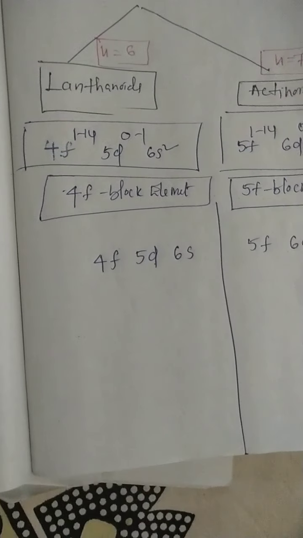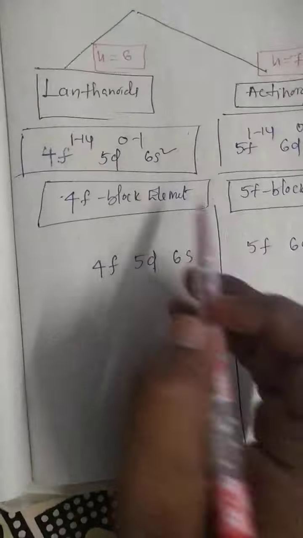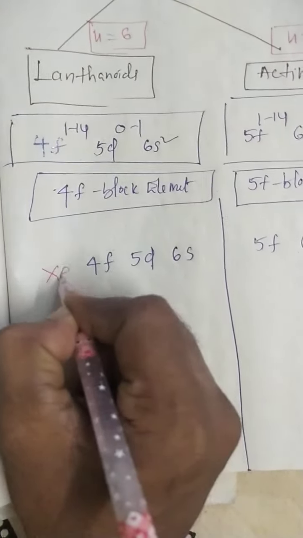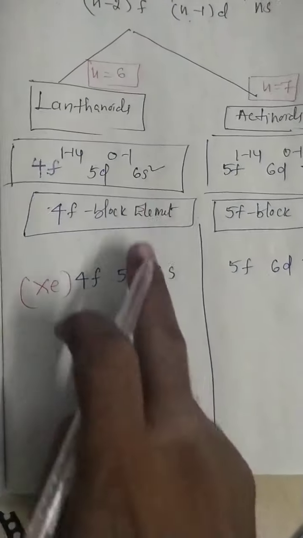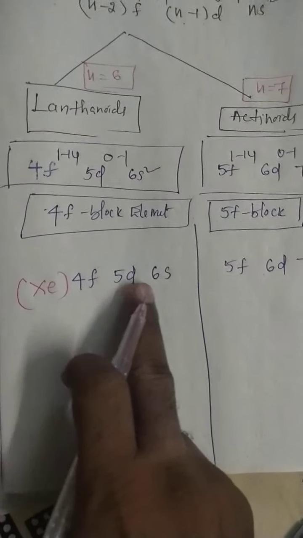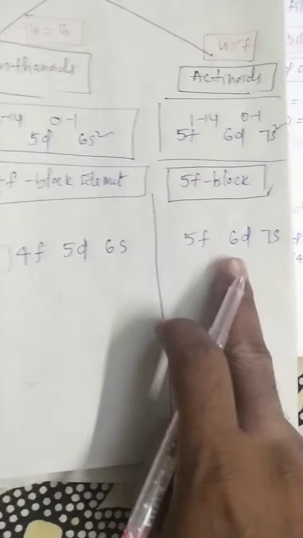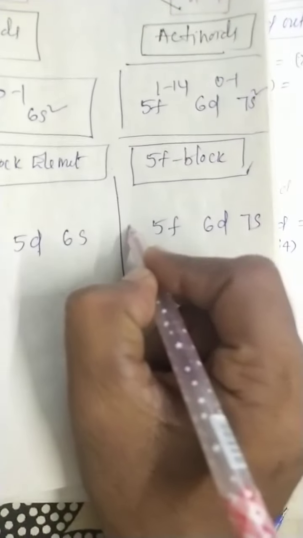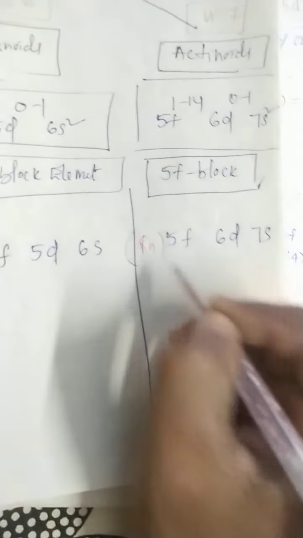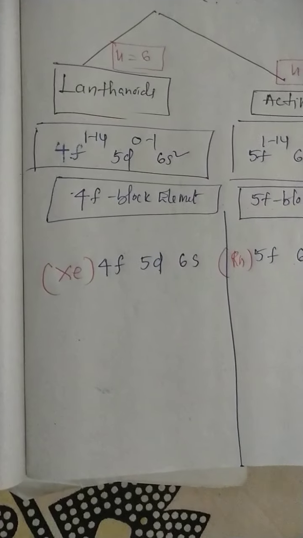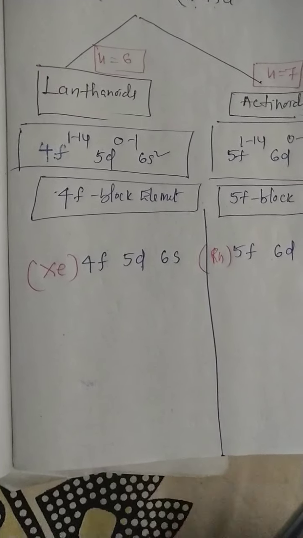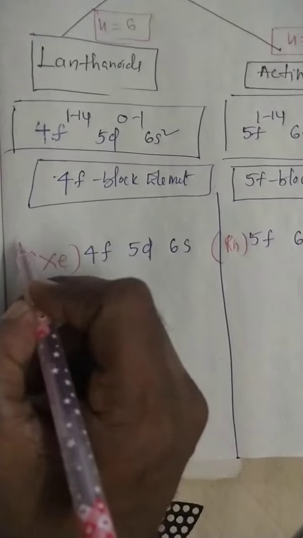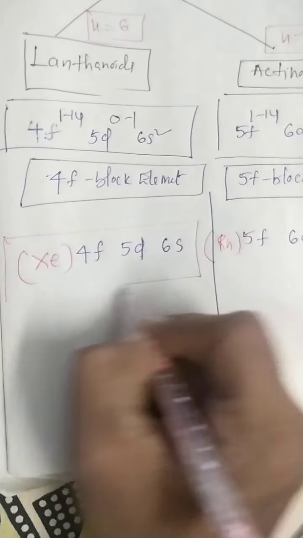But listen, my dear students, in lanthanides, before this configuration, xenon is there. That is the most important. Before the 4f, 5d, 6s, xenon is there. Similarly, in actinides, before 5f, 6d, 7s, radon is there. This is the most important. So whenever you write the lanthanide general electronic configuration, xenon 4f, 5d, 6s is common.